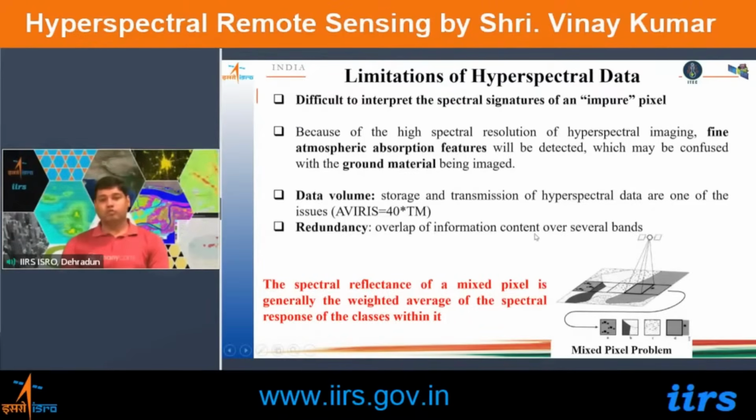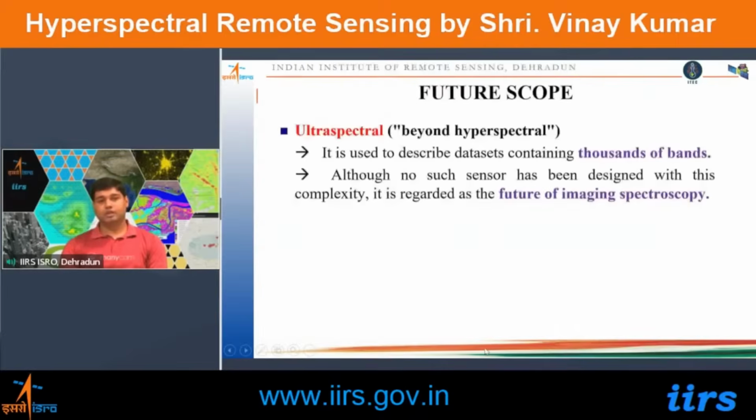Redundancy: overlap of information content over several bands. Some bands are spectrally overlapping, because some sensors cover VNIR and SWIR, so common wavelength ranges are also observed. The spectral reflectance of a mixed pixel is generally the weighted average of the spectral responses of the classes within it. So you can see this kind of mixed pixel response will be there. If you have many features present in a single pixel, it is very difficult to identify.